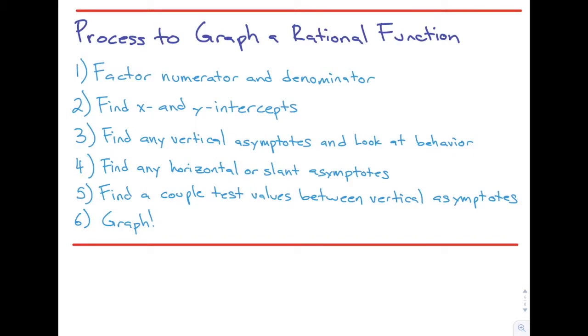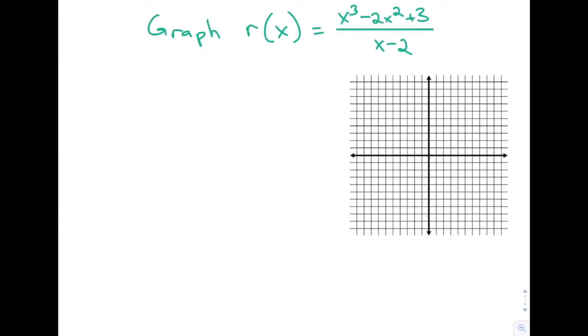So now, with all that in mind, let's follow this process and graph a rational function. So we will graph r of x equals x cubed minus 2x squared plus 3 over x minus 2. So the first step is to factor both the numerator and the denominator. Of course, the denominator is already factored because it's a polynomial of degree 1, so we need to look at the numerator and factor that.